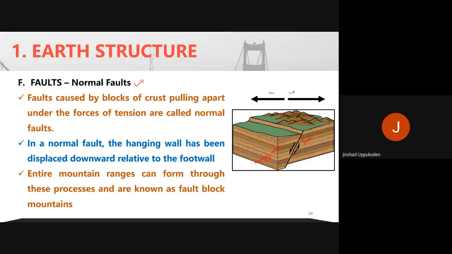This is foot wall. Okay, your hanging wall goes, if this corresponding rock mass goes this side and this corresponding rock mass goes this side, what happens is that this rock mass will go below and this rock mass will go up, depending upon how the angle is.